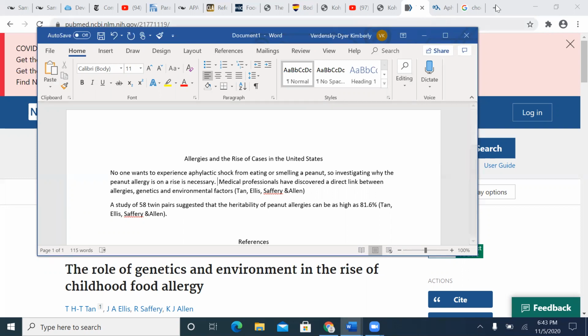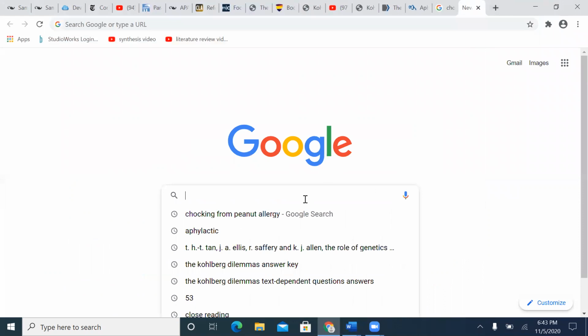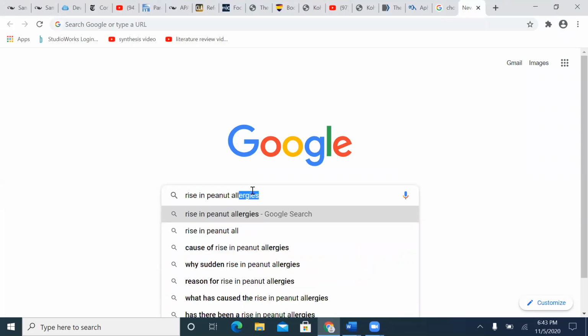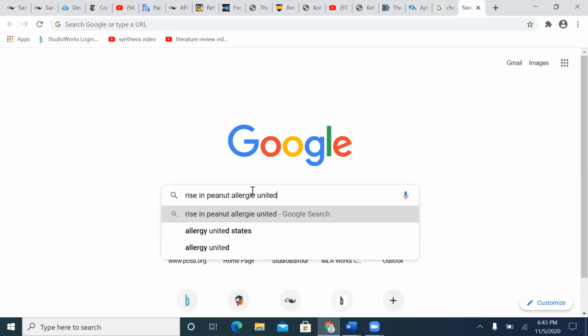So I'm going to go to a general research or a general internet search and see if I can find an additional source that will help me identify how much of an increase has there been for the peanut allergy. So again, we're demonstrating the process of researching and synthesis, where I need multiple sources to support my opinion. And so we always want to have a variety of sources. And I'm going to go ahead and type in rise in peanut allergies, United States.